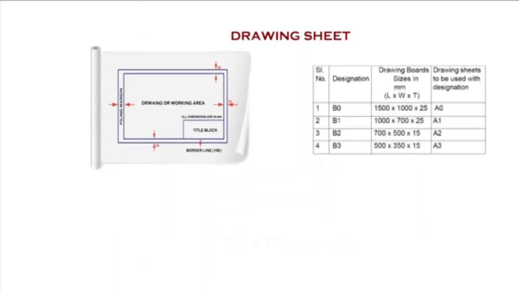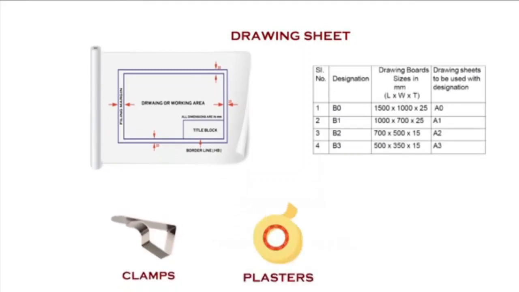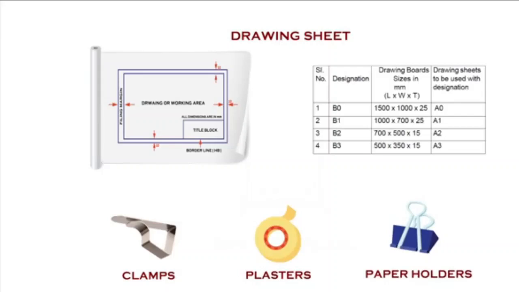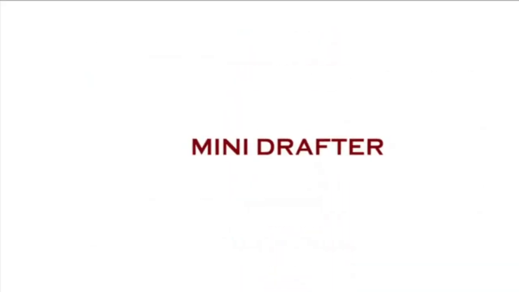So this drawing sheet is fixed to the drawing board by using clamps, plasters, or paper holders. We engineers mainly use the clamps to clamp the drawing sheet to the drawing board. Clear about the drawing sheet? Now we will move towards the main instrument, which is the mini drafter, also called a drafting machine.